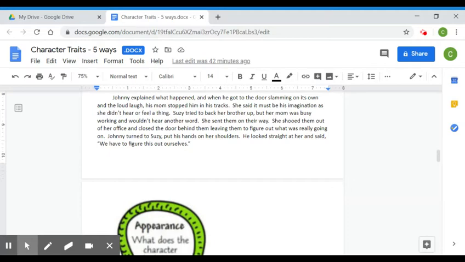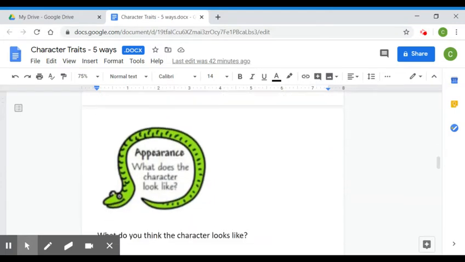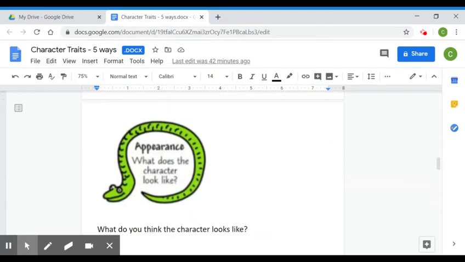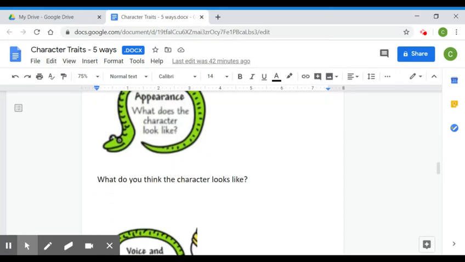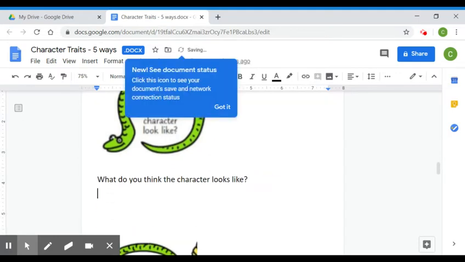Now, when we're asking about character and character traits, we want to talk about the 5 ways authors develop characters. The way they develop their characters is, in the beginning, they might talk about their appearance. What does a character look like? Well, in this story, it did not say. I didn't put that in there. I didn't say how the character looked, unfortunately.